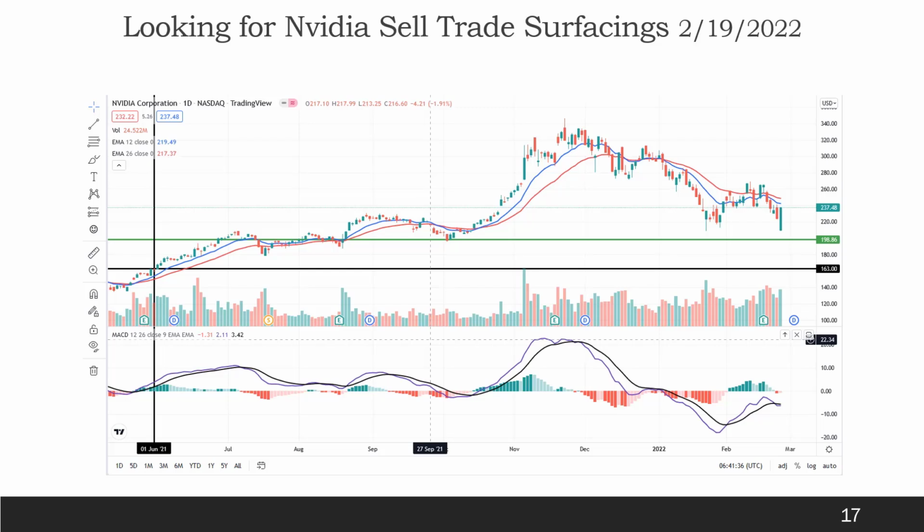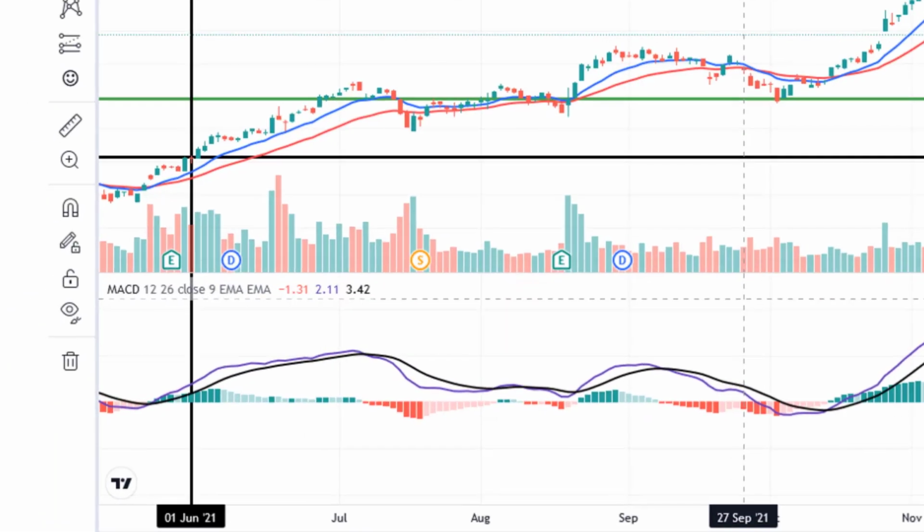We bought NVIDIA June 1st, 2021. See the black vertical line. We bought it at a price of $163. See the black horizontal line. The 55% flexible target appreciation price is $198.86. See the green horizontal line. June 28th, NVIDIA traded in a low to high range that included $198.86.